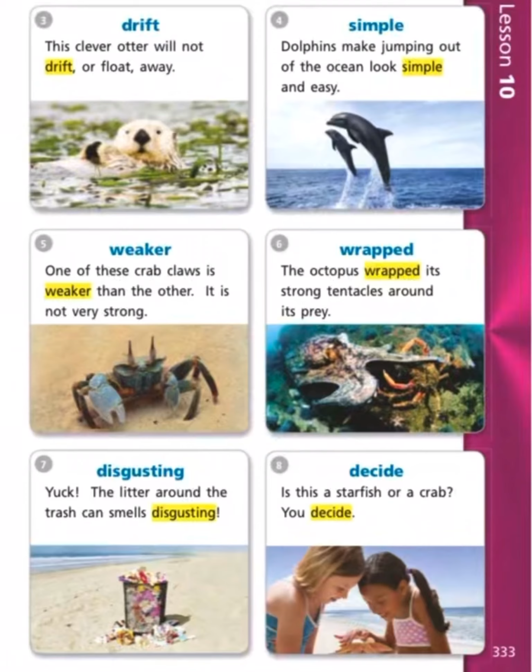Weaker. One of these crab claws is weaker than the other. It is not very strong. Wrapped. The octopus wrapped its strong tentacles around its prey. Disgusting. Yuck! The litter around the trash can smells disgusting. Decide. Is this a starfish or a crab? You decide.